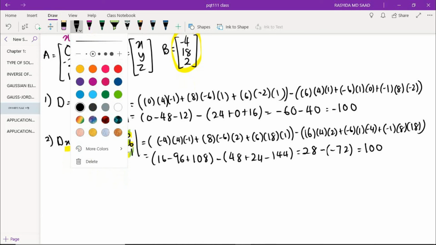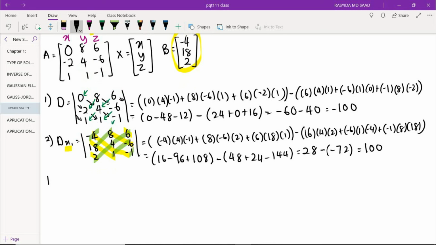For dx2, the matrix is the same as before, with 0, negative 2, 1 in the first column, then substitute negative 4, 18 in the second column. So I change the color. And then 6, negative 6, negative 1, and as usual. From here, we know that 0 multiplied with any value gives 0.